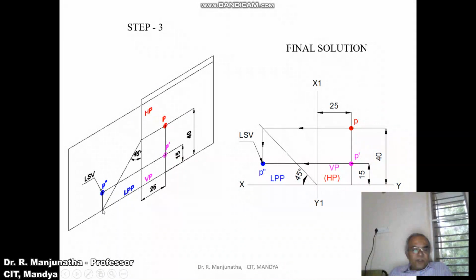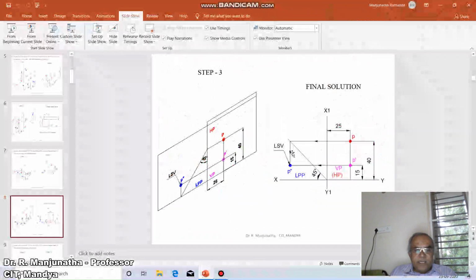So when you are projecting this point here directly, this distance will be above HP by 15 mm, and this distance will be behind VP by 40 mm, because this distance and this distance are going to be the same, since they are parallel. So this is the side view you are going to get, which is going to be P double dash. And the side view you are going to write is LSV, because that is behind LPP. And this is how we can analyze this problem in 3 dimensions.